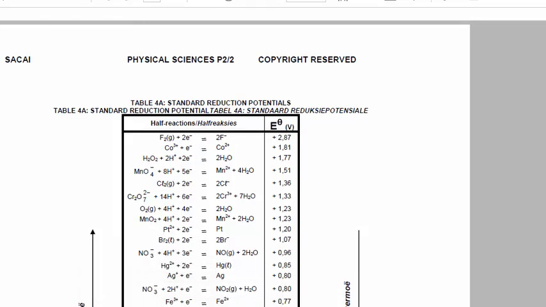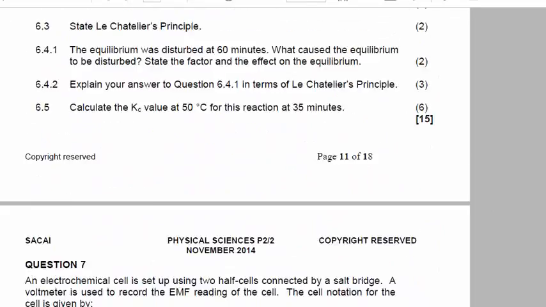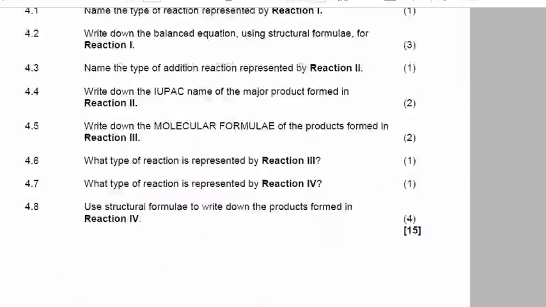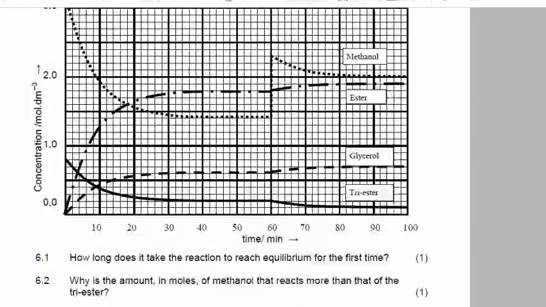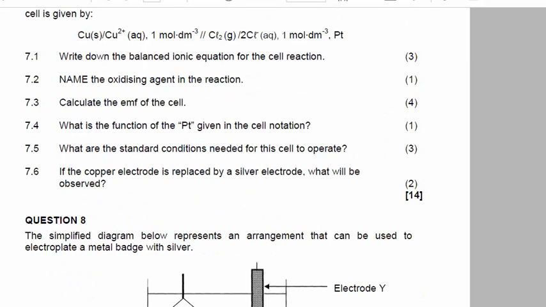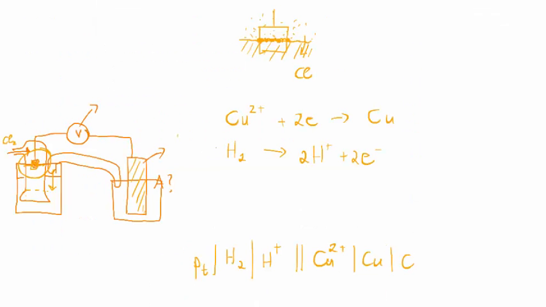So let's just go back to our question and see what they're actually asking. Write down the balanced ionic equation for the cell reaction. So all we're going to do is take the two half reactions and combine them. If it's an ionic equation, it just means we're not going to include any of the spectator ions that might be included.